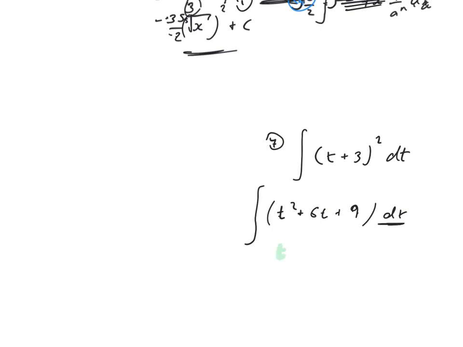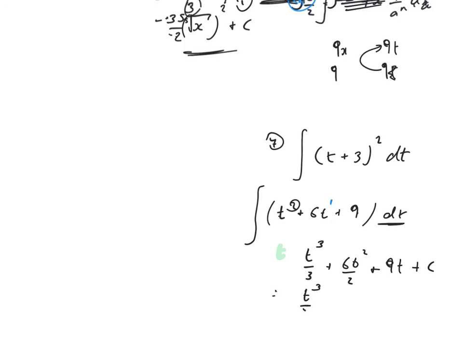So that's going to be t cubed over 3. The number's up there, even though you can't see it, it is 1 plus 6t squared over 2 plus, well, think about if you differentiate 9x, you get 9. If you differentiate 9t, you get 9. So that means if you integrate 9, you must get 9t plus the constant of integration. Okay, final thing, can you simplify it? And you can. 6 divided by 2 is 3. So it's t cubed over 3 plus 3t squared plus 9t plus c. Final answer.